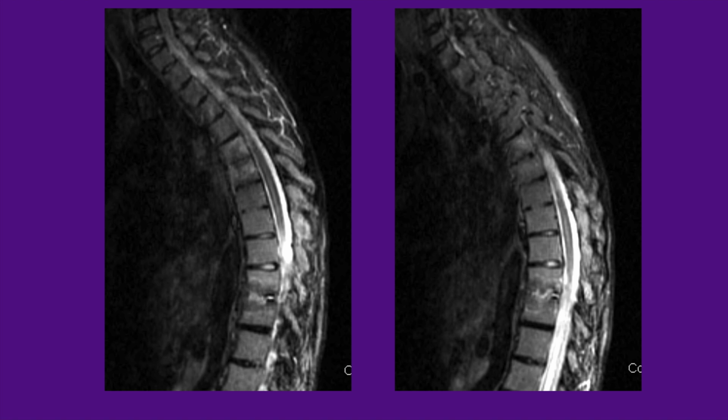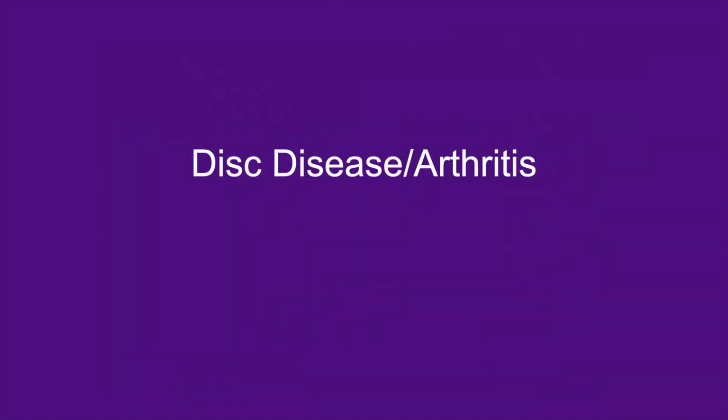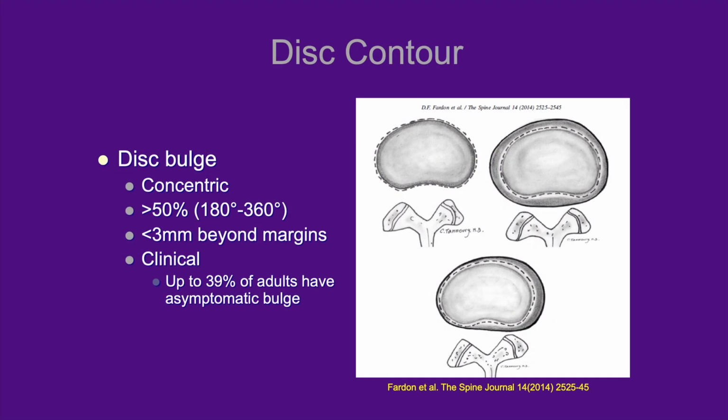And a final case here, in this patient where it appears that we have significant erosions involving a disc space in the thoracolumbar spine, maybe a second level further up. And this is a patient with the inflammatory lesions that can be found in the disc spaces secondary to ankylosing spondylitis. Let's move on now to arthritic conditions, including disc disease.